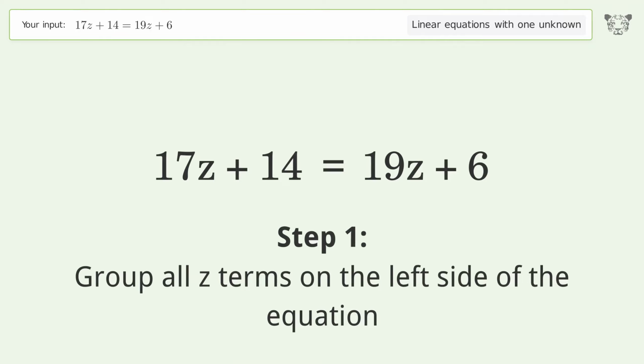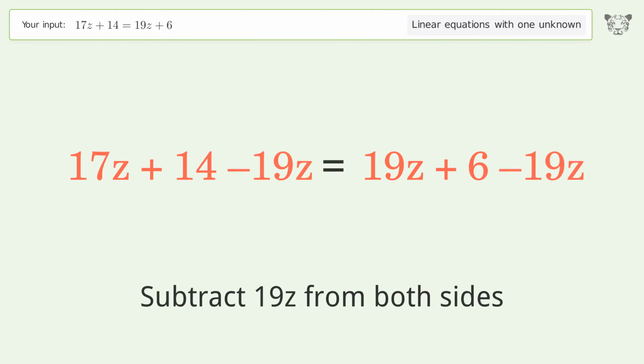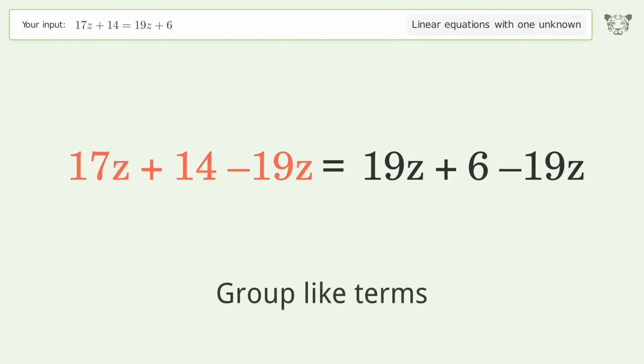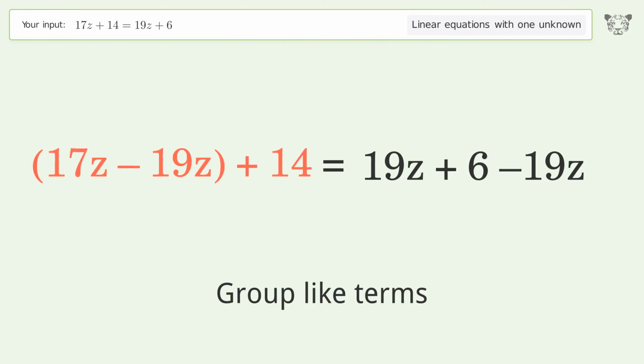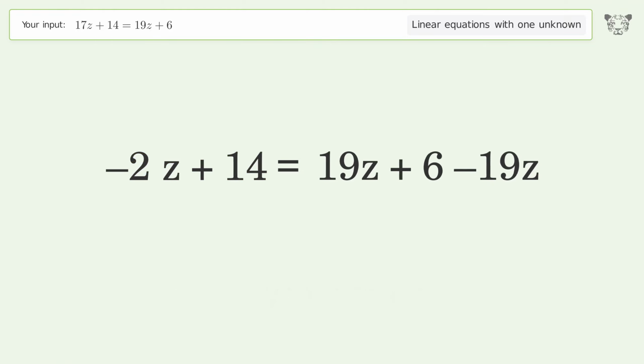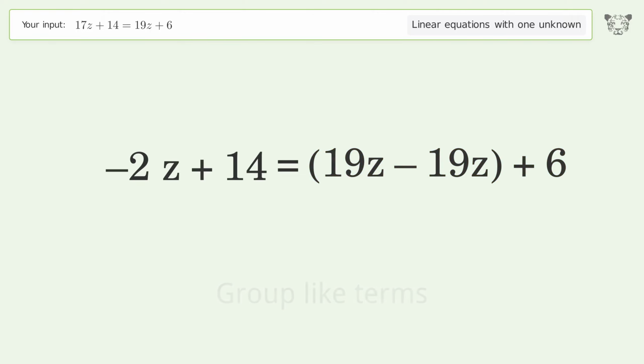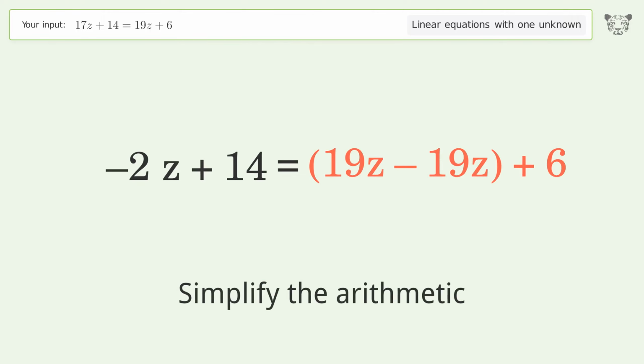Group all z terms on the left side of the equation. Subtract 19z from both sides. Group like terms. Simplify the arithmetic. Group like terms. Simplify the arithmetic.